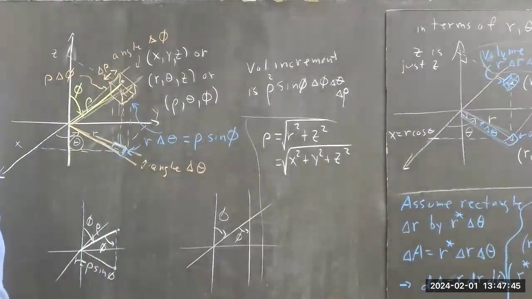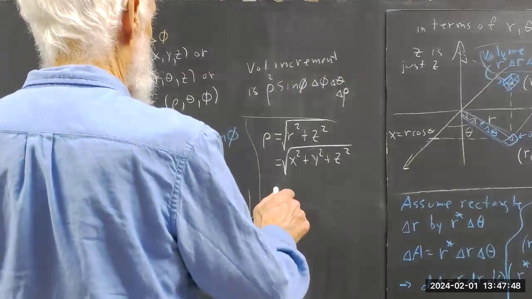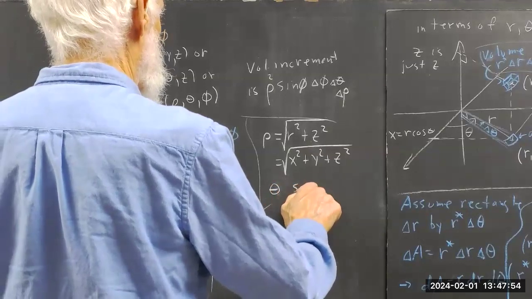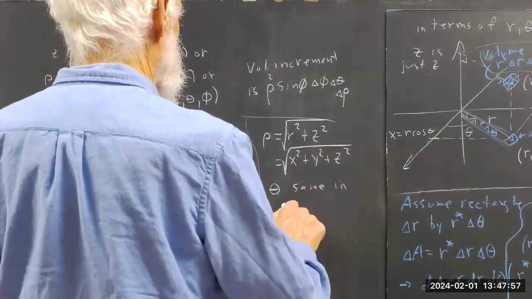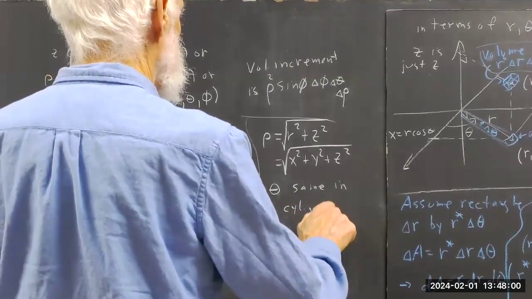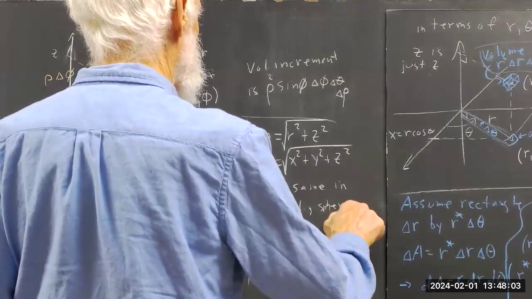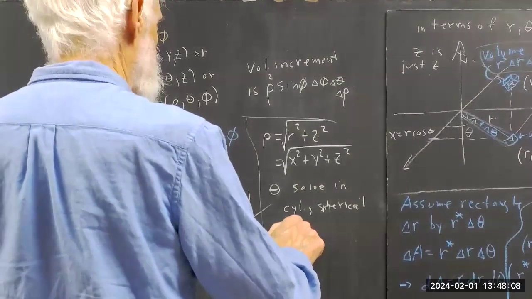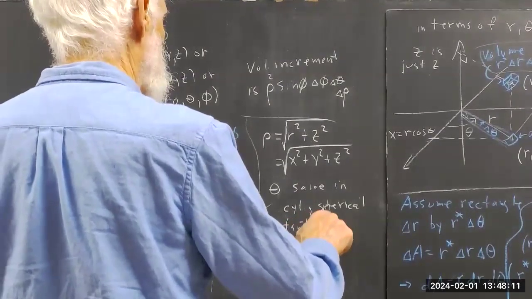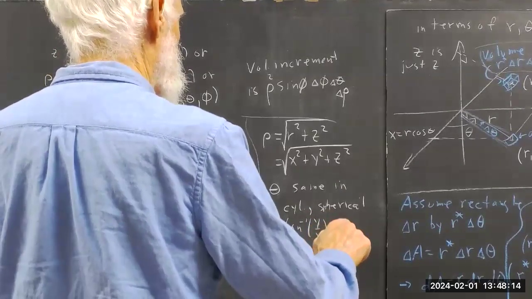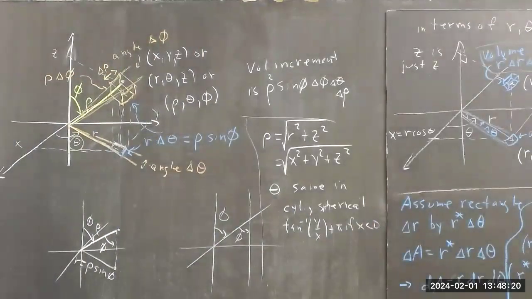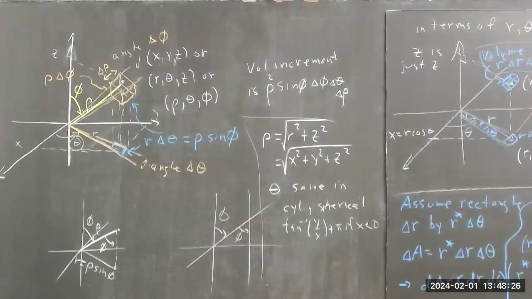Then let's see. What's theta? Same in cylindrical and spherical. It's the arctangent of y over x, plus pi if x is less than 0. That thing that we talked about here.